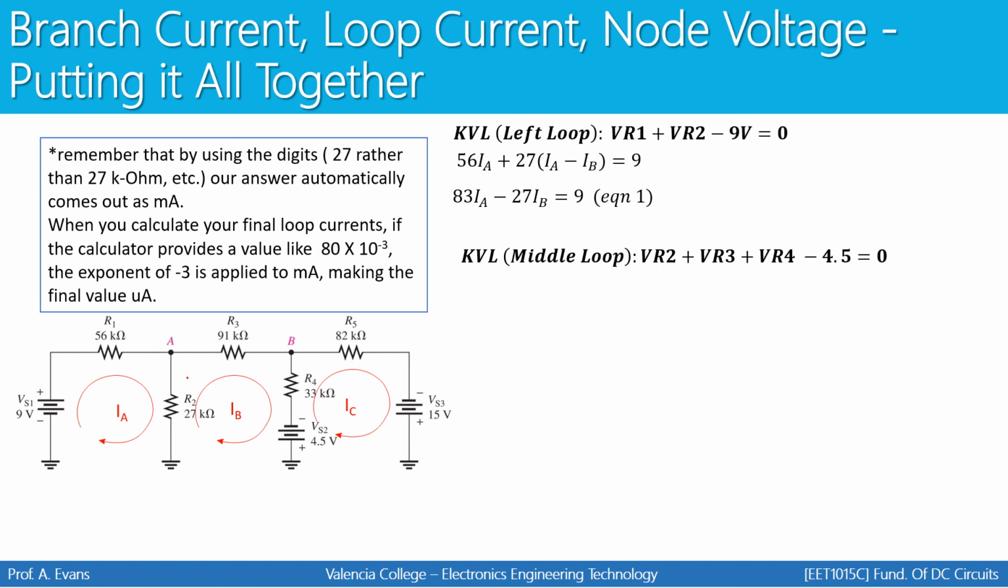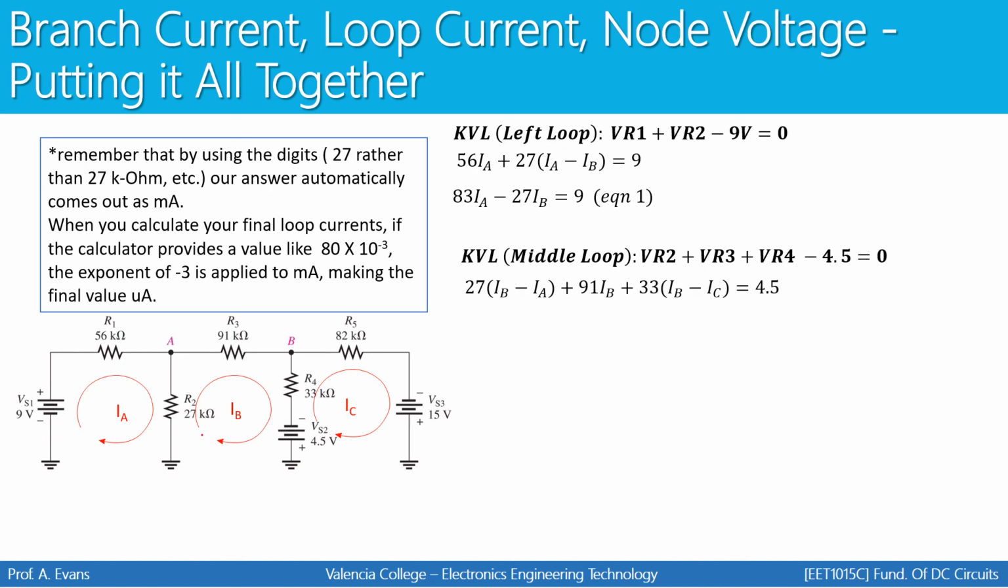This time, my KVL follows the direction of IB. It's following the direction of IB. So we have VR2 plus VR3 plus VR4 minus 4.5 equals 0. I'm going to fill in.